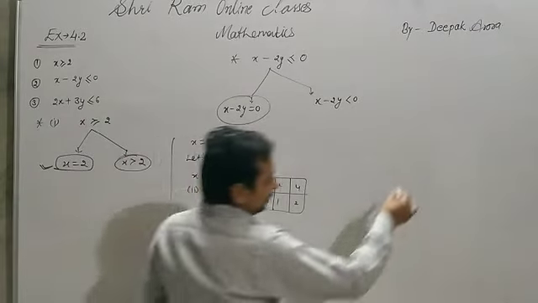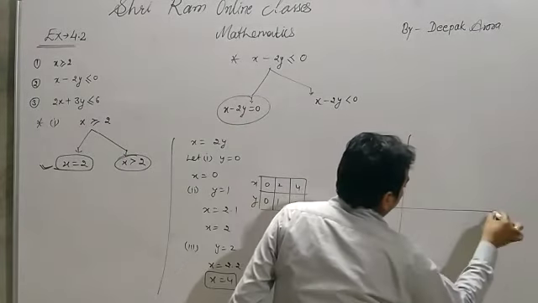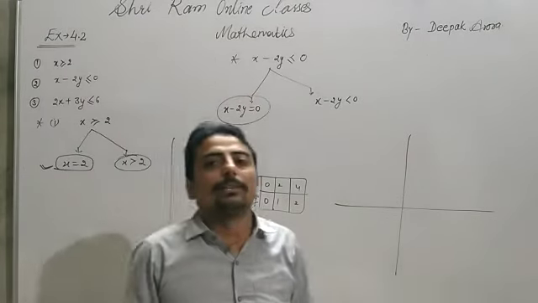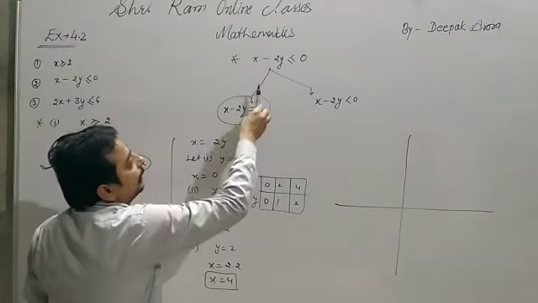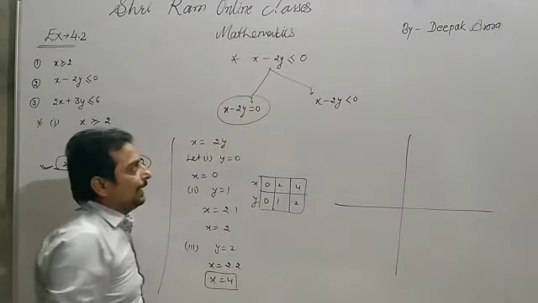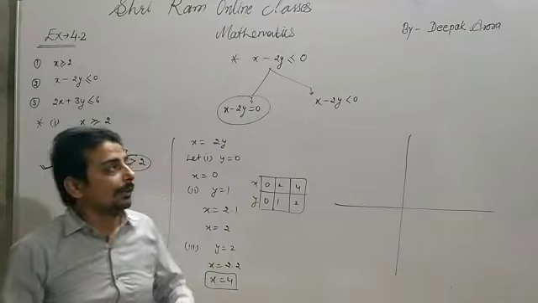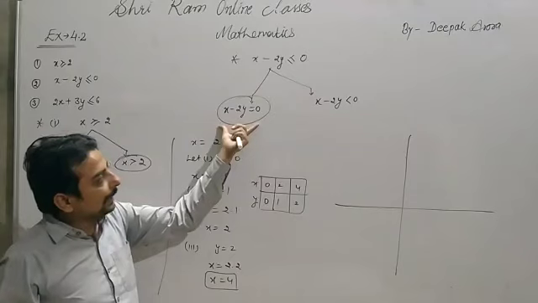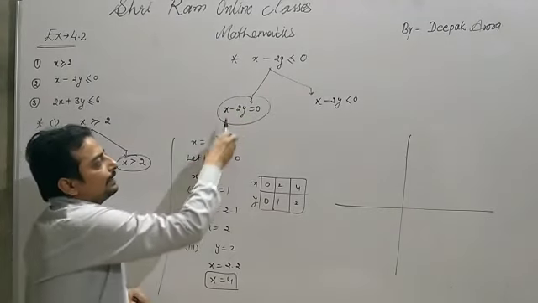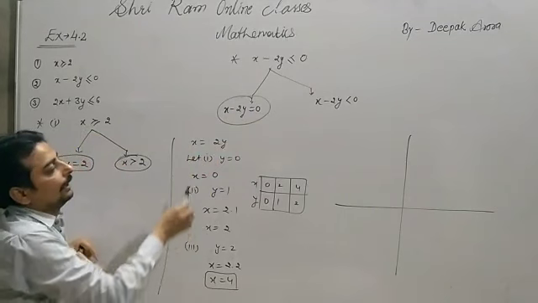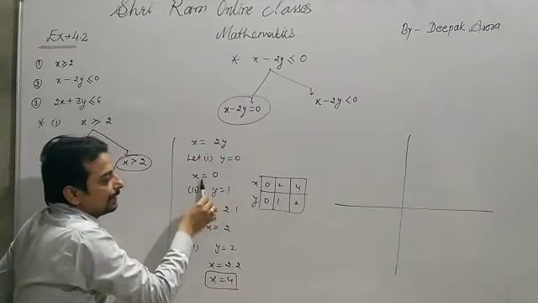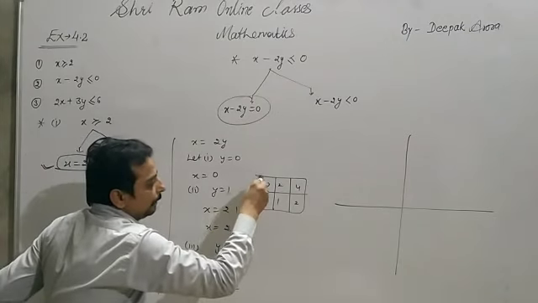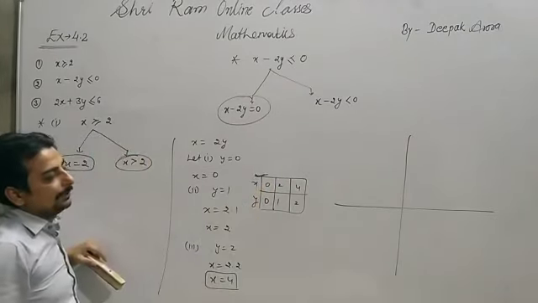Now we discuss the line for x minus 2y less than or equal to 0. First we break it into two parts: x minus 2y equal to 0 and x minus 2y less than 0. First we make a line from x minus 2y, transferring the minus sign, x equals 2y. Let y be 0, then x is 0; y is 1, x is 2; y is 2, and x is 4. Now we have made a table for x and y values.